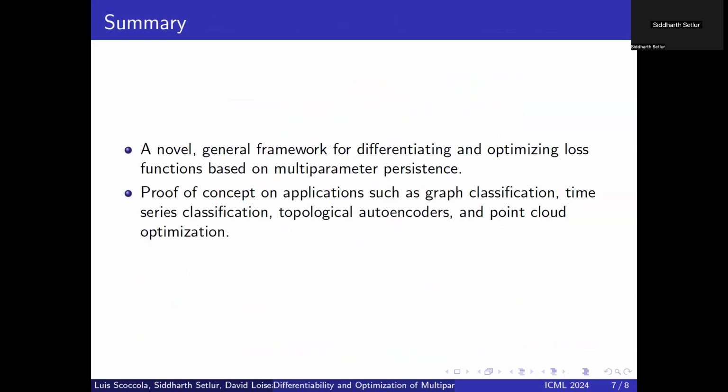So in summary, we've presented a novel general framework to differentiate and optimize loss functions based on multi-parameter persistence. And in our paper, you can find proofs of concept and applications ranging from graph classification to time series classification, topological autoencoders, and as we just saw, point cloud optimization.